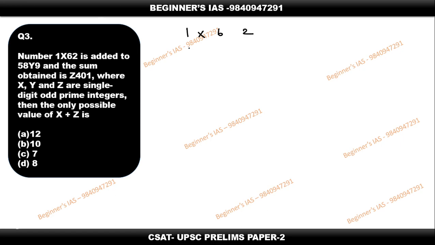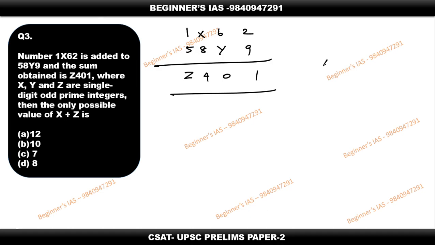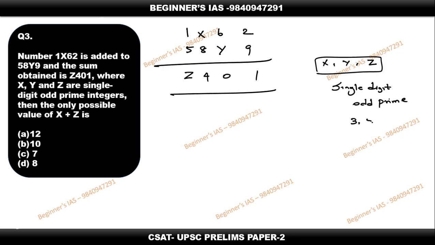1x62, then 5, 8, y, 9, which by adding leaves you Z401. Here we need to identify x, y, z. Each of x, y, z is going to be a single-digit odd prime number. Listen carefully. What is the odd prime number? Single digit: 3, 5, 7. Therefore, x, y, z are going to be among 3, 5, 7.